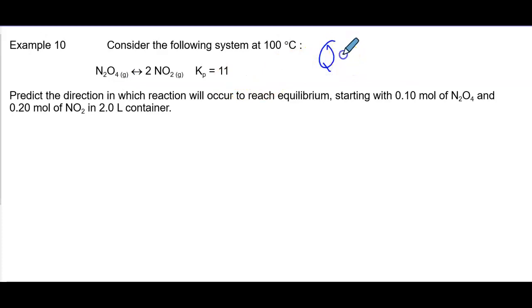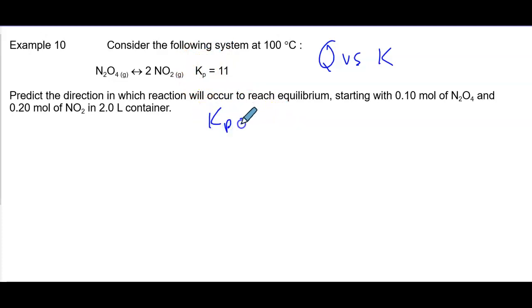So here's my Q versus my K. Remember, whichever direction my greater than or less than sign is, that's the direction it's going to shift, or the direction we're going to predict. Okay, so here it says predict the direction in which reactions will occur to reach equilibrium, starting at 0.1 moles of N2O4 and 0.2 moles of NO2. So we are going to first have to figure out K. Why? Because we are given concentration and we're given Kp. So first we're going to have to figure out K.